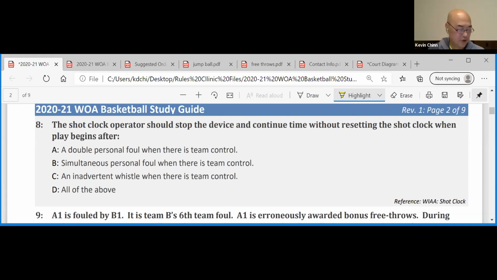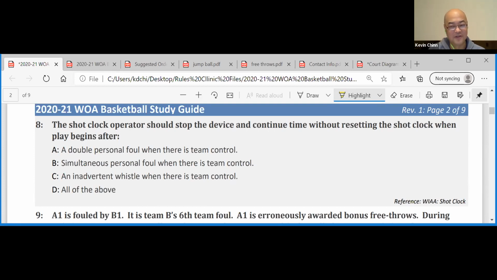And you're also not going to find this in your regular rule books, because Washington State is one of a handful of states that actually uses a shot clock. That's why shot clock information is not going to be in your rule book. The only place you get that is in your Washington rule exceptions in your mechanics manual. All right. Okay, number 9.